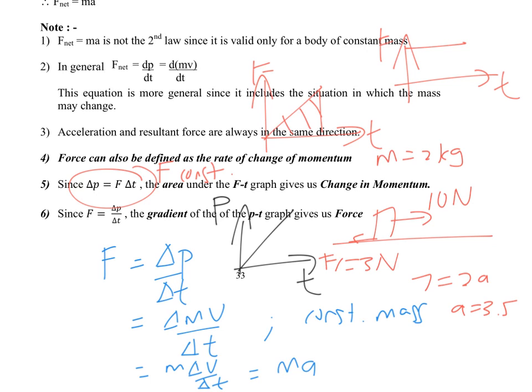So summary, number 1 is a net force that causes acceleration. Number 2, the net force and acceleration must be in the same direction. Number 3, F net equals to ma is not the whole second law, it's only part of it. Number 4, if you have a graph of F versus T, the area represents the change of momentum. And number 5, if you have a graph of momentum versus time, the gradient represents force. Understand? So this is a summary of Newton's second law.